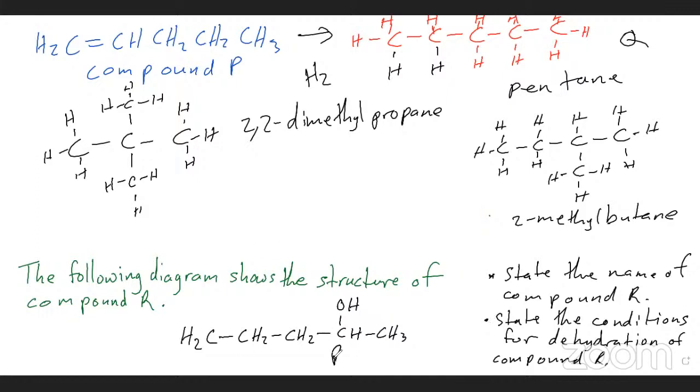So this is compound R. Which homologous series does it belong to? Alcohol. Right. And what is the functional group of compound R? OH. And what is the general formula for compound R? CnH2n+1OH. Right. So now they're asking for the name of compound R.